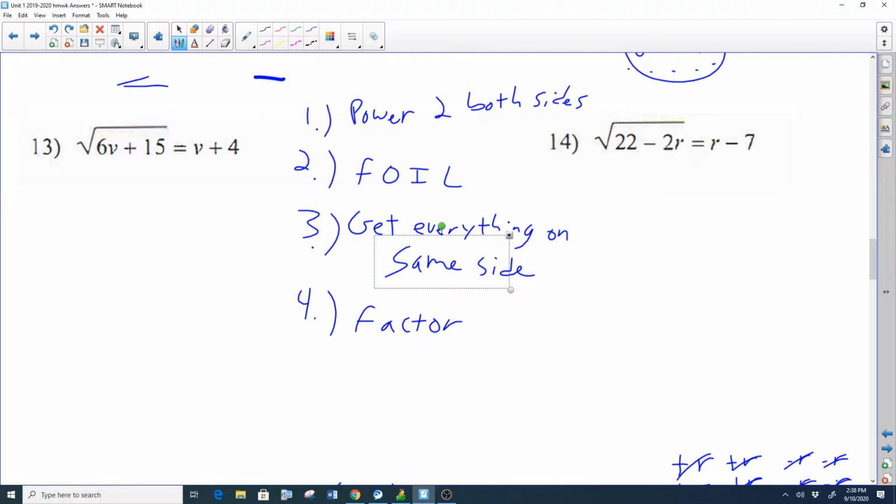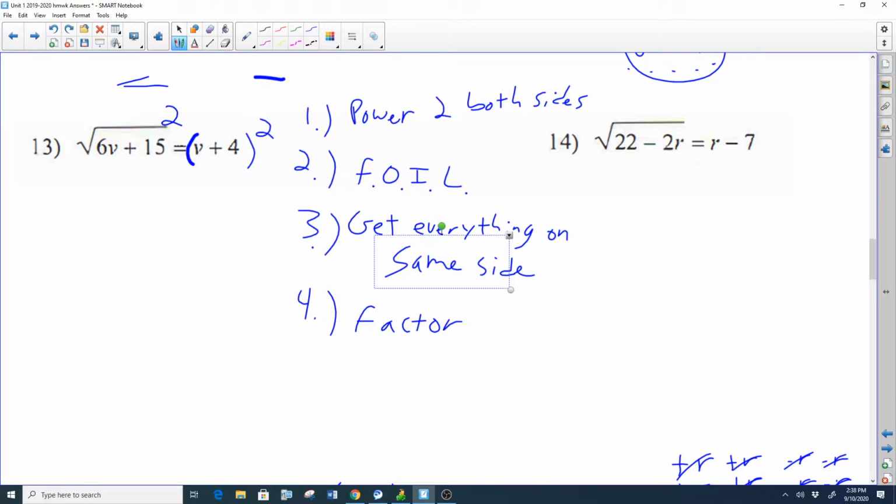Number 1, power to both sides. Get rid of that radical. Number 2, FOIL it out. So for example, this one, you'd FOIL out the v plus 4 all squared. So you do v plus 4 times v plus 4. So then that's step 2, FOIL it. Then step number 3 is get everything on the same side. The correct term is distributive property, right? Distribute it. But we like FOIL, first, outside, inside, last.